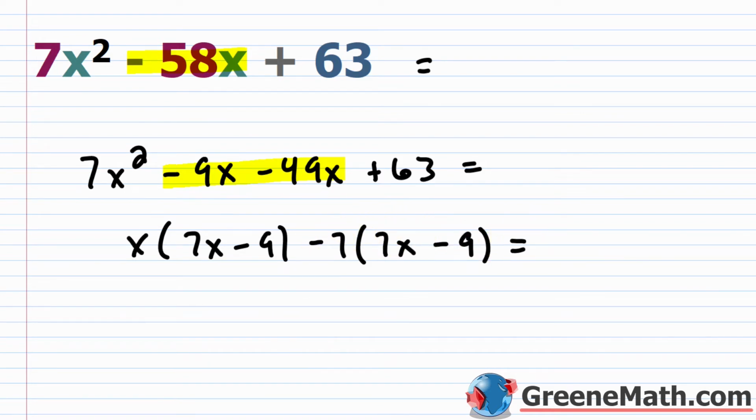So what you see here is you have a common binomial factor, this 7x minus 9 here. And of course, now we can just pull that guy out. So we'll have the quantity 7x minus 9 times the quantity x minus 7. So that's going to be our answer.